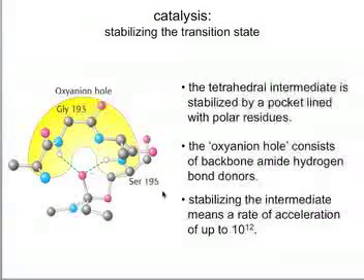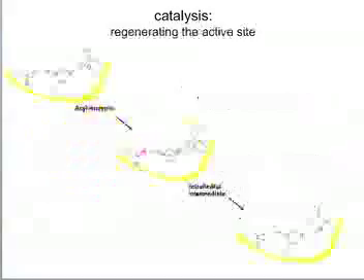The stabilization of the intermediate can mean a rate acceleration of up to 10 to the 12. Not in this particular case, but we'll come back to that. But the bottom line is that this stabilization of the transition state and of this intermediate results in a dramatic rate acceleration.